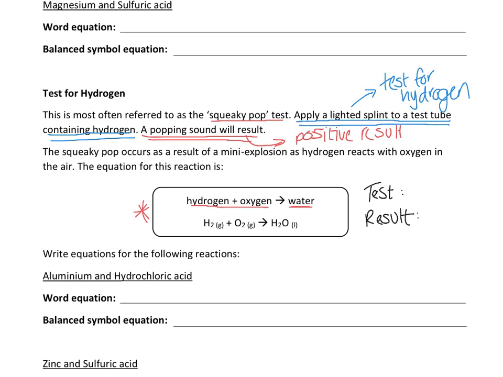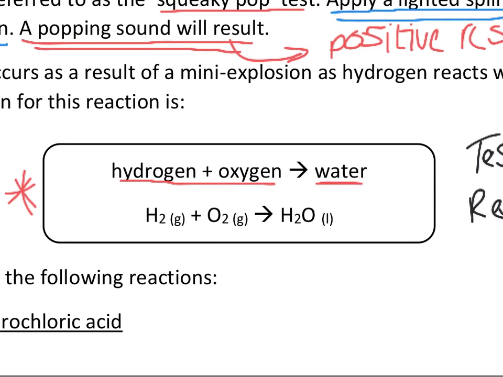Now we need to make one little correction in your notes, and that's that this equation isn't balanced. So what we need to do is just put a 2 in front of the hydrogen and a 2 in front of the water. So now our equation is balanced. So if you could update that in your notes.